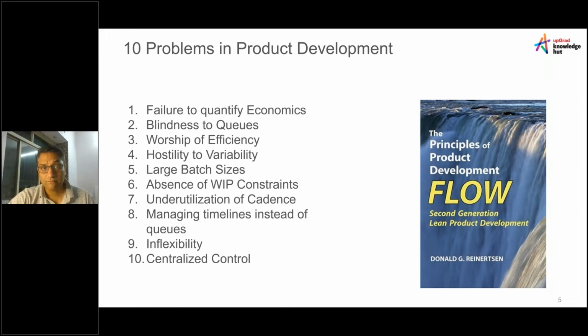Blindness to queues. They have ever-increasing queues. By queues, what I mean is the backlogs. They have ever-increasing backlogs, and they believe in efficiency rather than backlog management. That blindness to queues is killing. Variability. We all think about variable things. The world, as we say, constantly changes. That means there is variability. So how do we manage this variability? Large batch sizes. Some of these problems we see in today's world, and I would like to stress some of these challenges in the product development space.